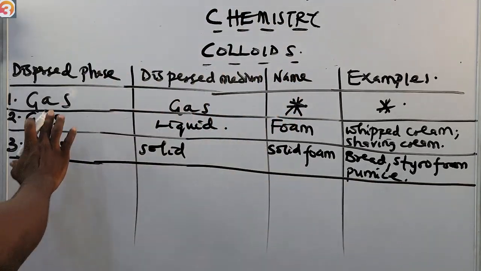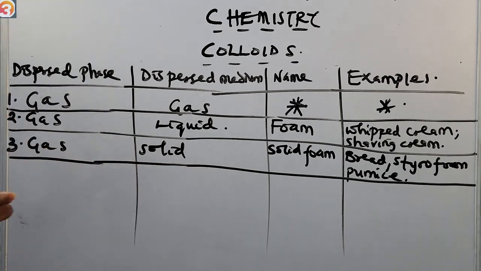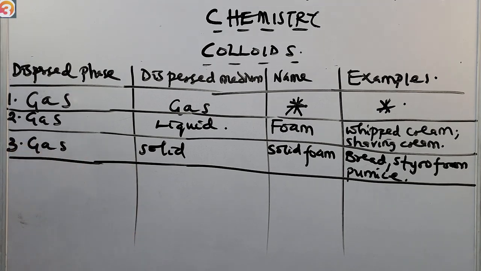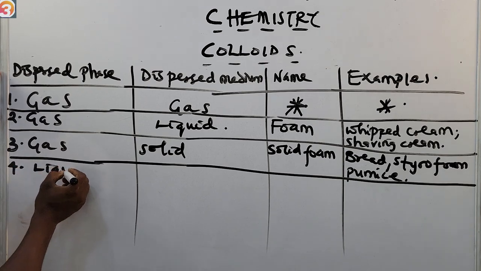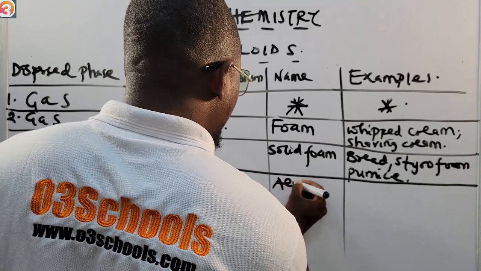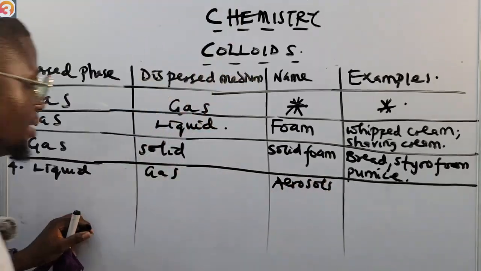Then of course we are done with the gas now. Gas liquid, gas solid. So now we go to liquid. Let's talk about liquid gas, then liquid and liquid solid. Liquid gas are called aerosols. Number 4, liquid gas. We call these ones aerosols. Please take note of that.